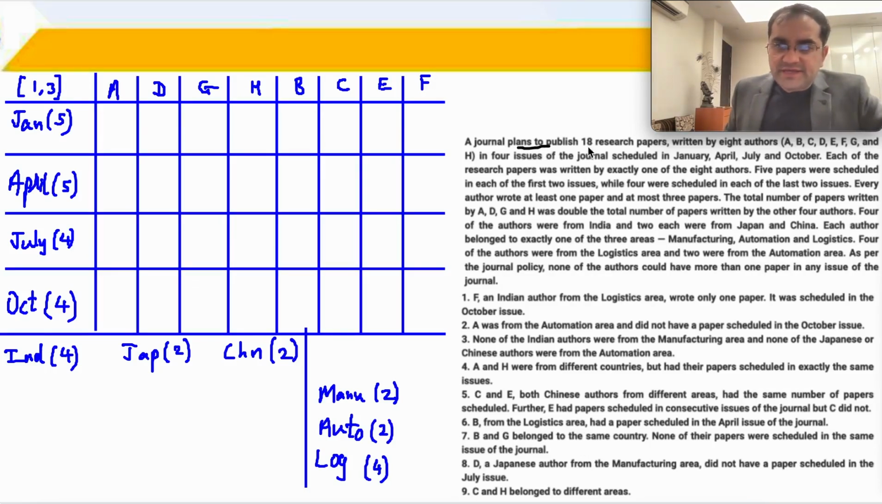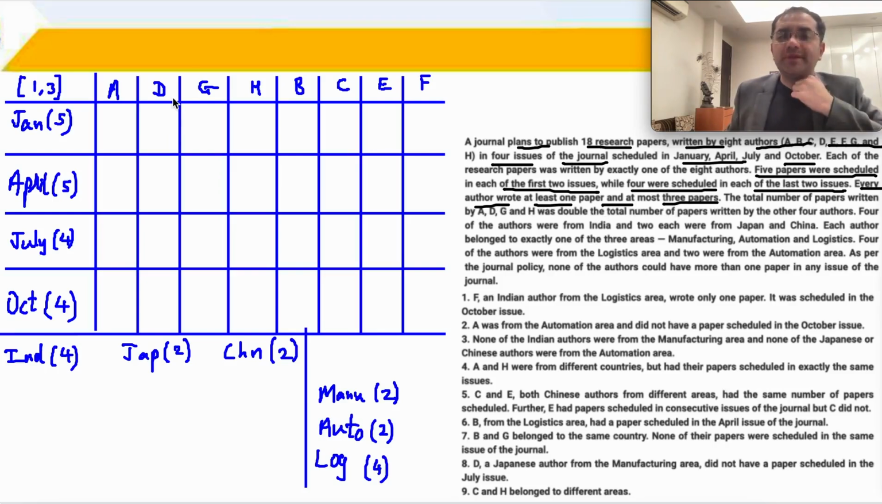So 18 papers by 8 authors in 4 issues. January, April, July, October. January, April 5, 5, July, October 4, 4. 5 papers were scheduled in the first 2 issues, 4 were scheduled in each of the last 2 issues. Every author wrote at least 1 paper and at most 3 papers. So in this whole line of authors, minimum 1, maximum 3 papers.